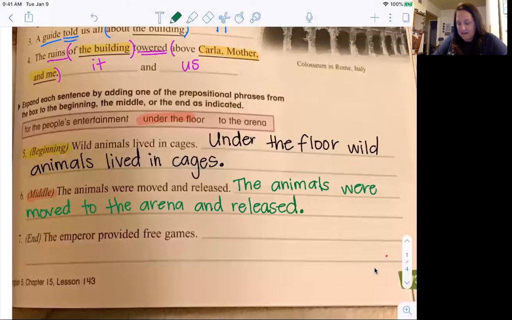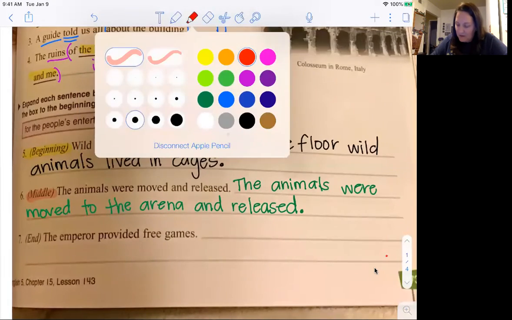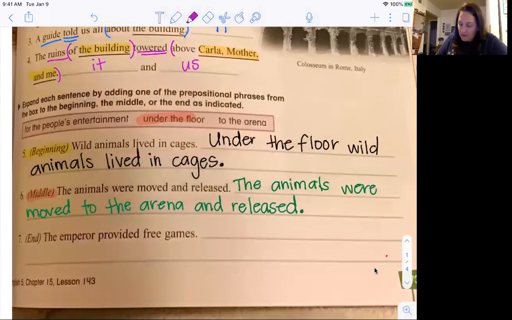Okay, in that sentence, put a period, because that is what we do. And let's go ahead and do our final one. Now, our final one, they want us to put a prepositional phrase at the end of the sentence. So, the emperor provided free games for the people's entertainment. Does that make sense? Sure does. Let's go ahead and write it.